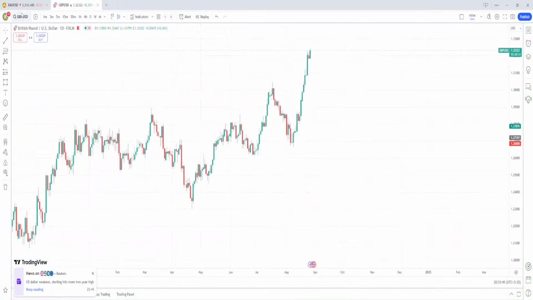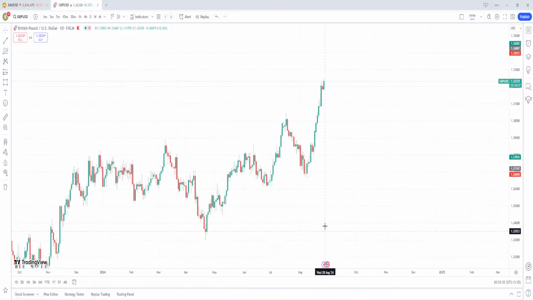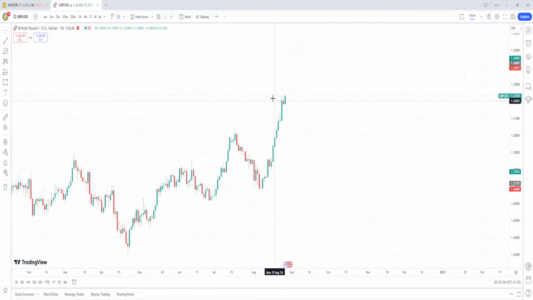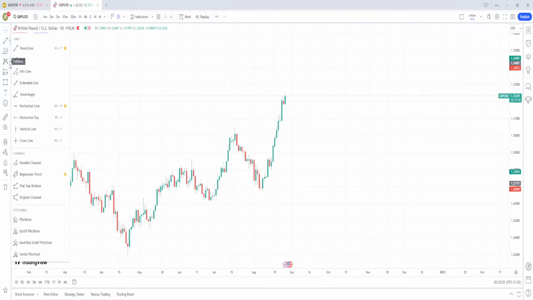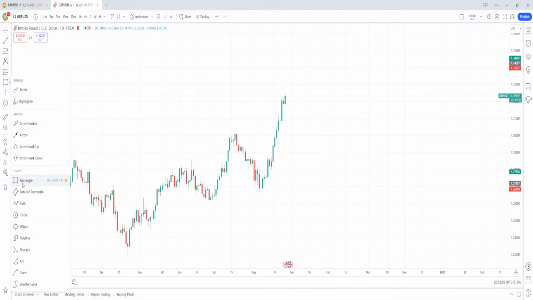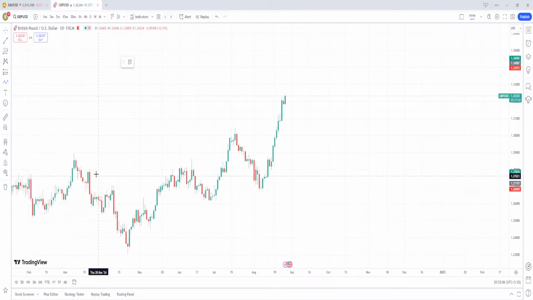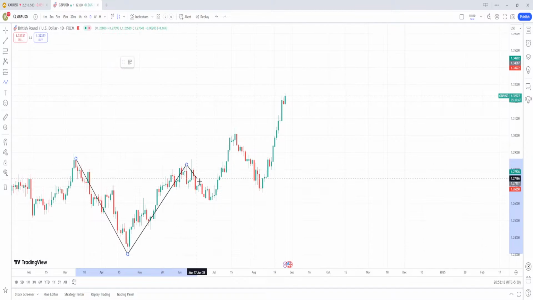For example, see, US dollar weakens, sterling at more than 2-year high. Okay, this is current news. In the day time frame, and the continuous trend of this GBP/USD, you can clearly visualize that it is in an uptrend. See, a low, a higher low, an equal high, a higher low, a higher high, a higher low and a higher high.